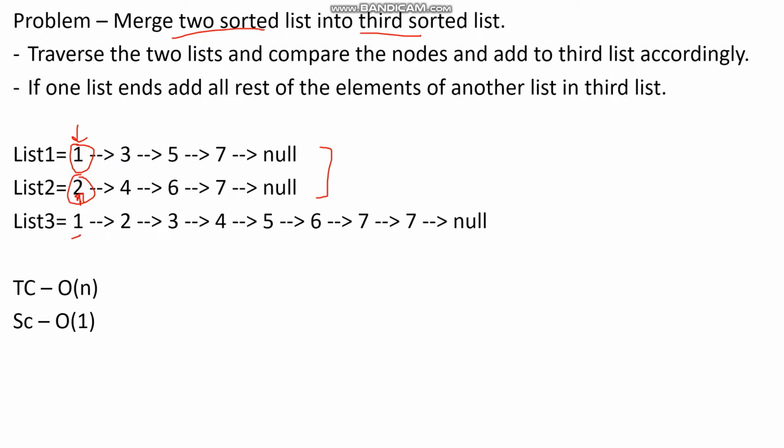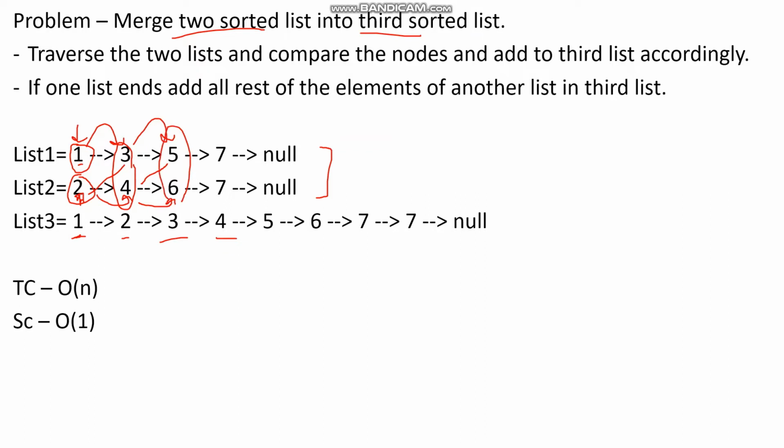So basically if we are starting from there, we will compare 1 and 2. So 1 is small, we will put 1 in the third list and we will take one step forward in list 1, and then we will compare these two elements. 2 is small, we will put 2 into the third list and then we will take one step forward. Then we will compare these two elements. Then 3 is small, we will put 3 into the third list. Then we will take one step forward. Then we will compare these two elements. 4 is small, we will put 4 in the third list and then we will take one step forward and so on.